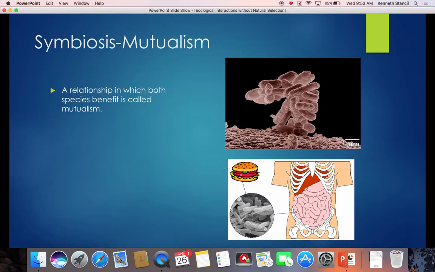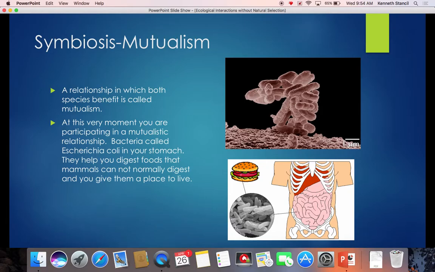Remember, we have more bacteria in our bodies than we have cells. Not all bacteria are harmful. We have a mutual relationship with bacteria in our intestines. Okay. So, it's mutual. We benefit each other.